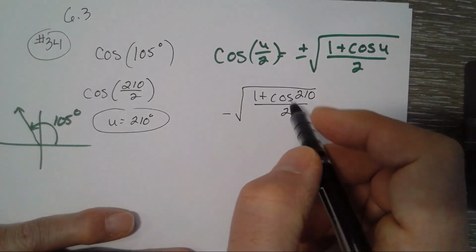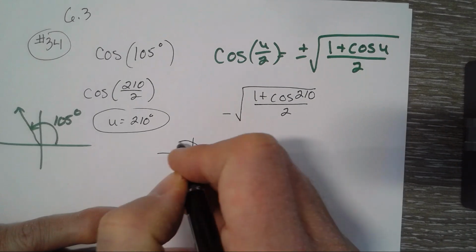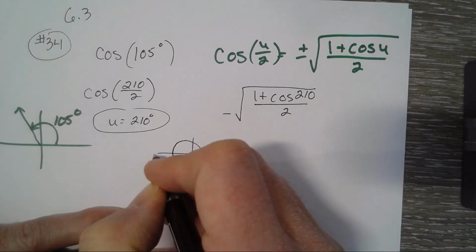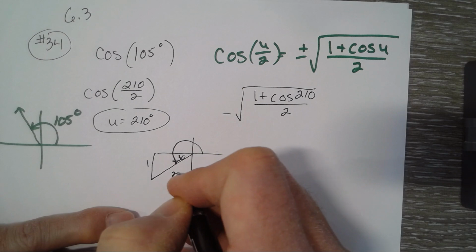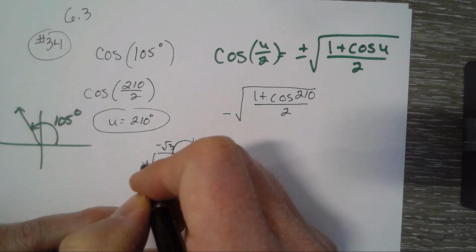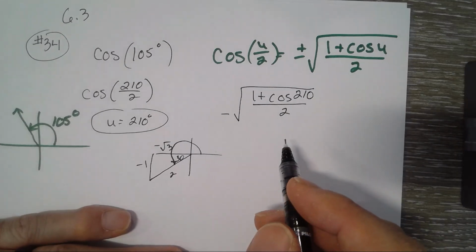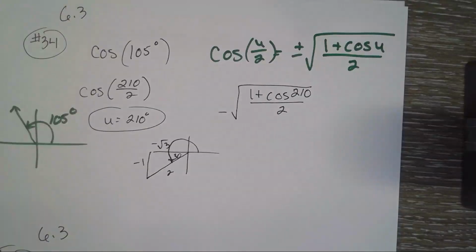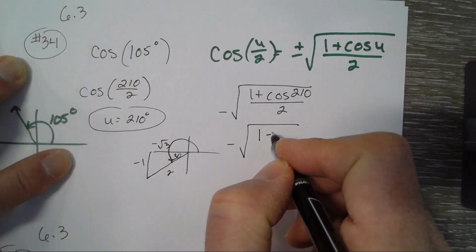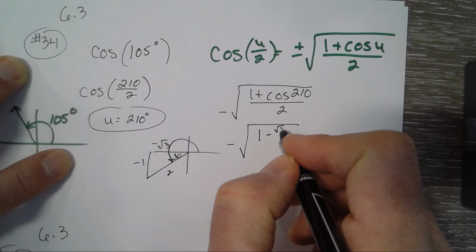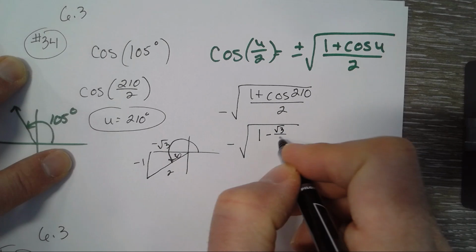So 210 degrees is 180 plus another 30. So that's 1, 2, square root of 3, negative, negative. So the cosine of 210 degrees is negative square root of 3 over 2, so it's 1 minus the square root of 3 over 2, over 2, and then it's just a matter of simplifying.